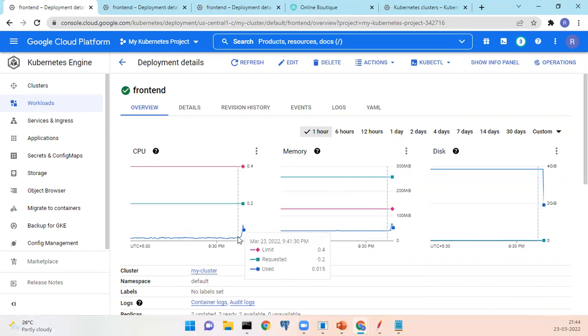At least at this point of time, we can see there is a little increase in the CPU utilization. So that's what it is. I'll be back in a minute so that we can see what is the impact of load generation on this particular setup.